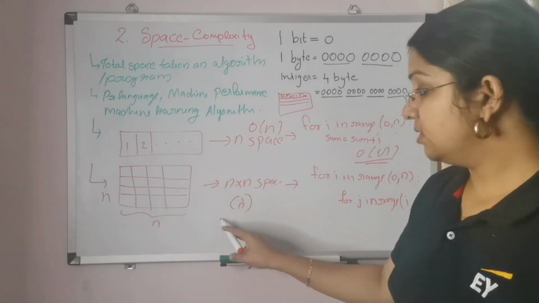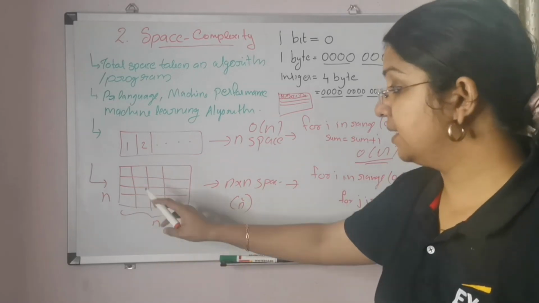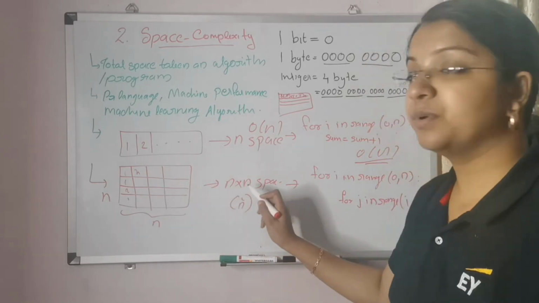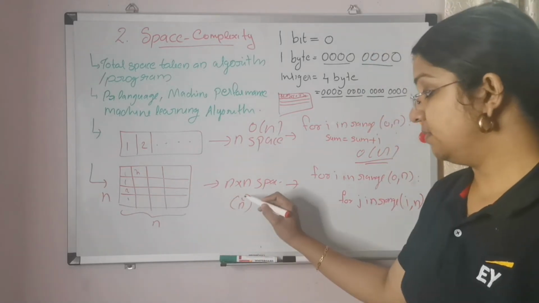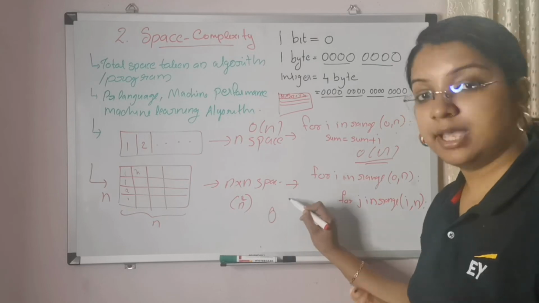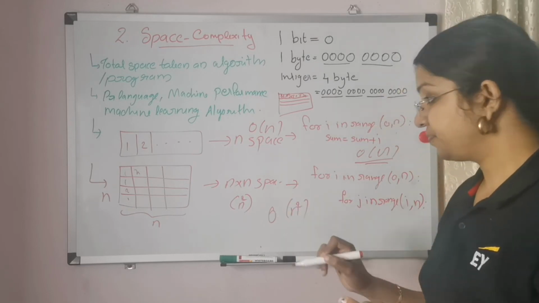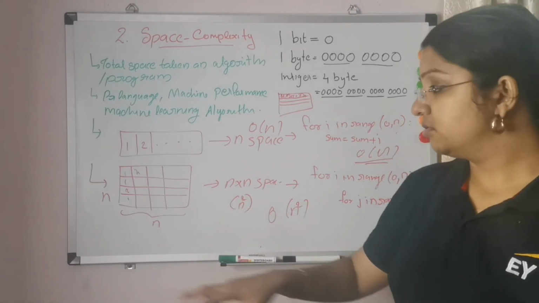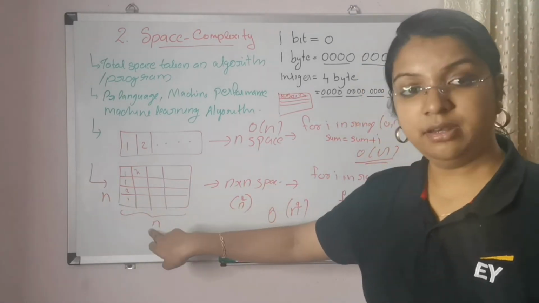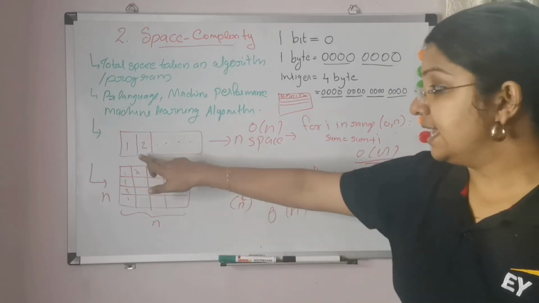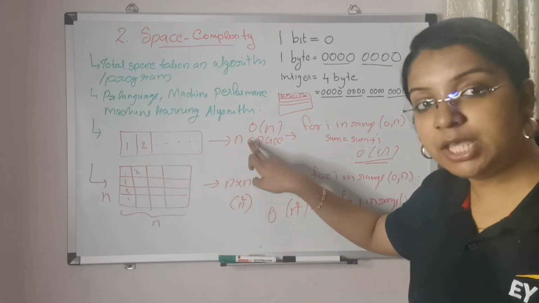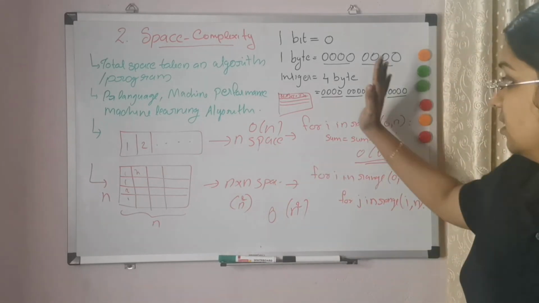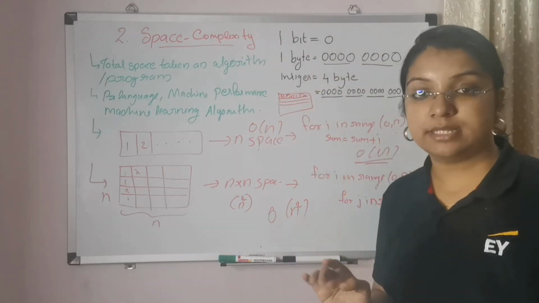For example, you can see here it is a matrix. In the matrix it is 1, 2, and here 1, 2, 3. So this is n by n, that means n square. The total space taken will be n square, so it depends on the input size. Here the input is n into n, so it is big O of n square. Here the input is linear, so it is big O of n. This is n square, this is n. This is the idea of space complexity.